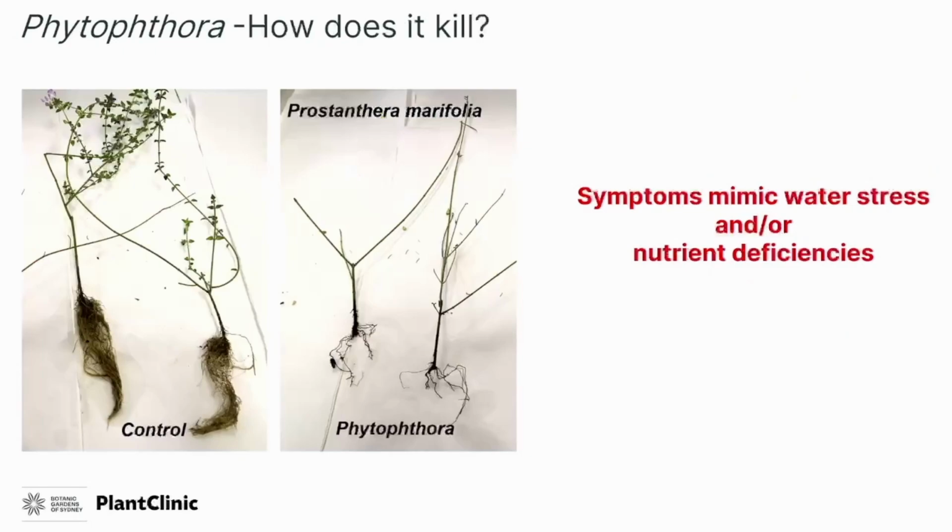Right, so how does Phytophthora kill? Well, it infects those fine feeder roots. You can see here a control, a nice healthy root ball, and then there's almost no feeder roots at all. You can imagine because of this, the above ground symptoms mimic water stress and or nutrient deficiencies because the plant cannot uptake enough water or nutrients.